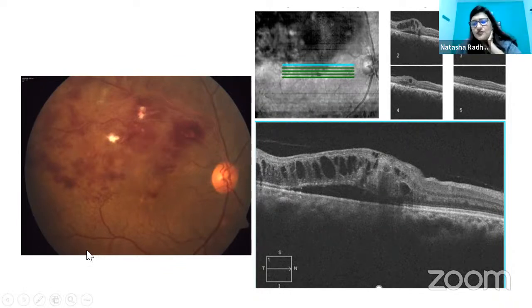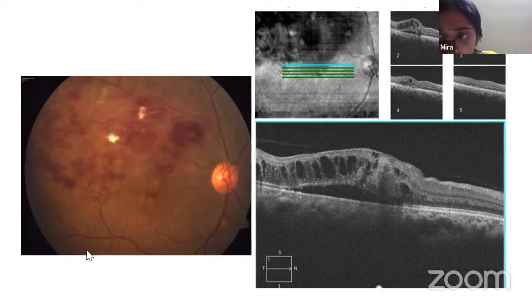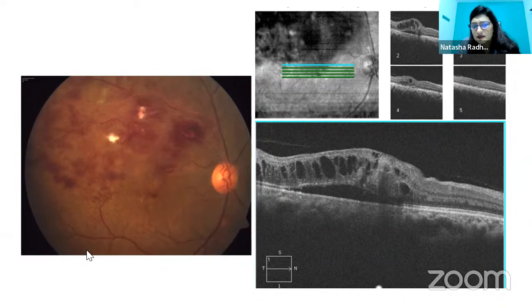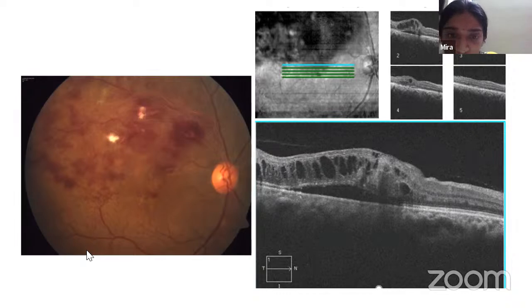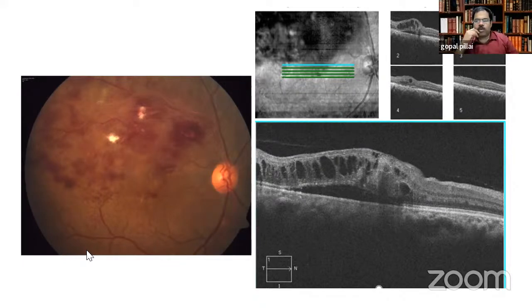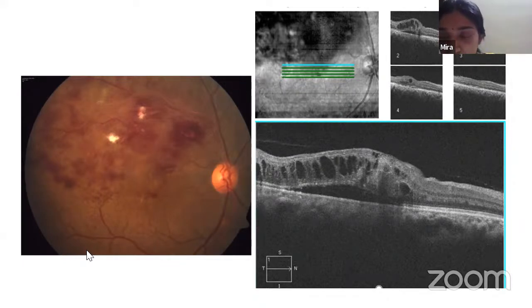Okay. Which of the layers are usually involved in branch retinal vein occlusion in the retina? Inner retinal layers, ma'am. Here, what are you seeing? There is a disruption of the inner retinal layers along with intraretinal edema. Cystoid spaces can be seen, and there are multiple hyperreflective foci also. Is there also something called submacular detachment? There is submacular detachment. Yeah, that is there. Okay.